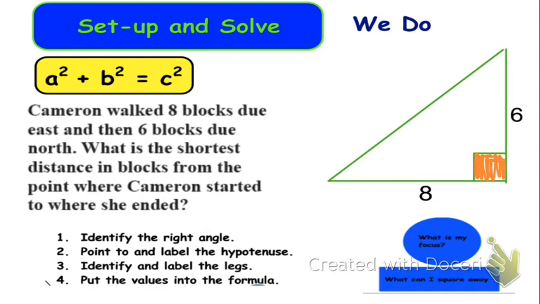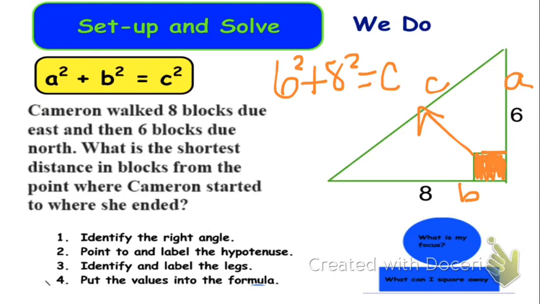Once you identify the right triangle, you should point to and label leg C. Then go ahead and identify and label the legs, leg A, leg B. Take a second and go ahead and write the values into the formula. When you wrote the values into the formula, it should look like 6 squared plus 8 squared equals C squared. Now, if you wrote it in a different order, if you wrote 8 squared plus 6 squared, it's fine. It's going to give you the same thing. So go ahead and square 6 and 8.